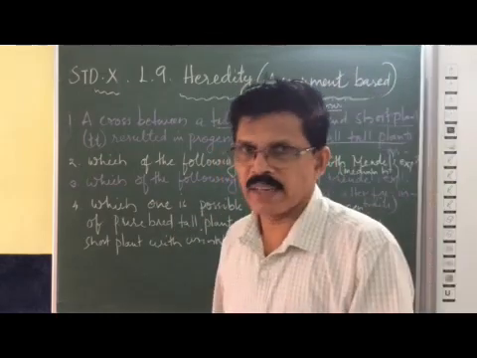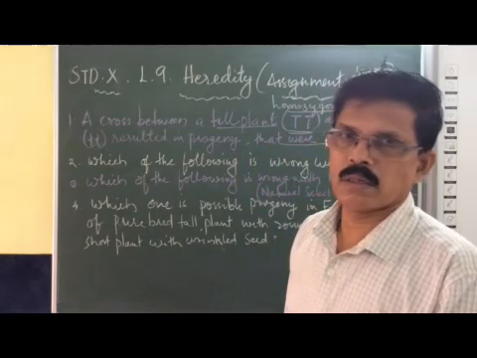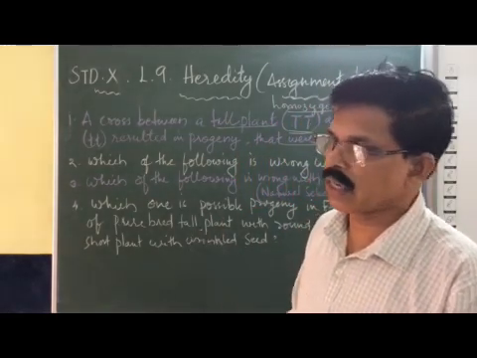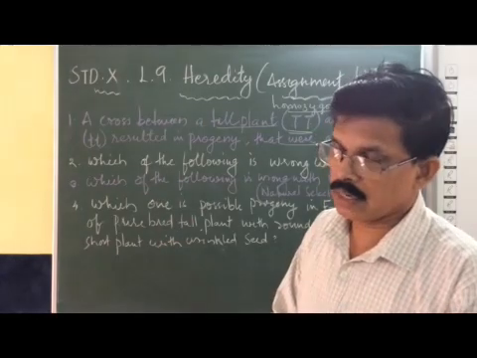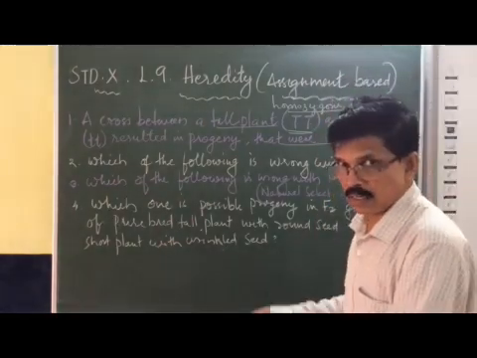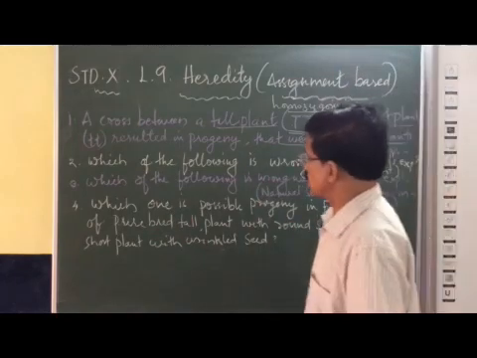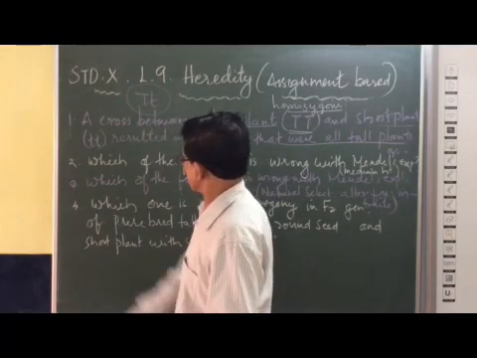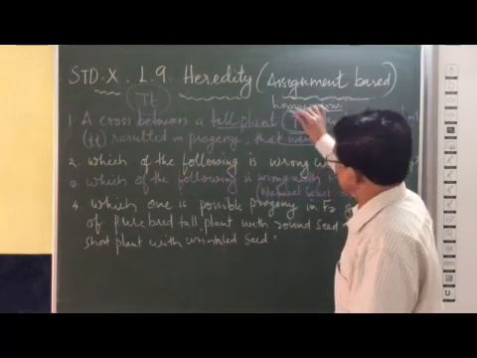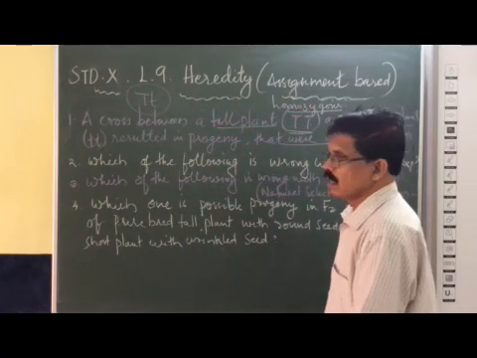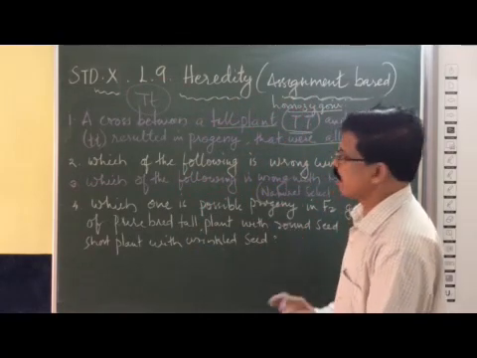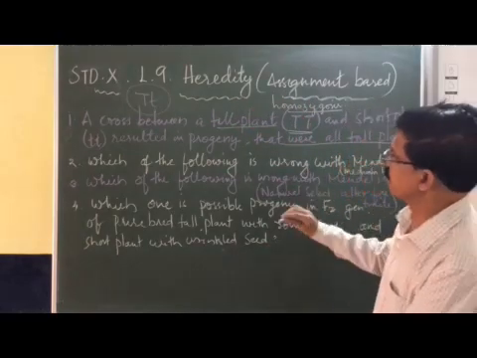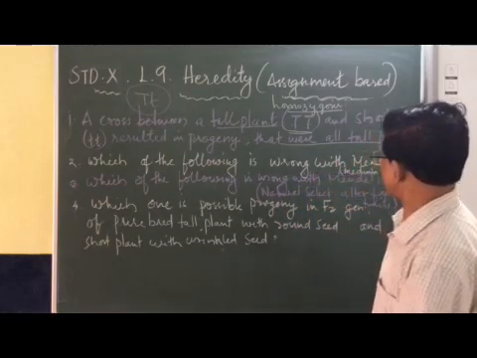Here, the dominant trait T always dominates over the recessive trait small t, whether in the homozygous condition, double T, or the heterozygous condition. Heterozygous condition we can say capital T, small t. The individual is called heterozygous. Even in the heterozygous condition and the homozygous condition, the capital T is dominant and the individual becomes tall. Got it clear? Yes.